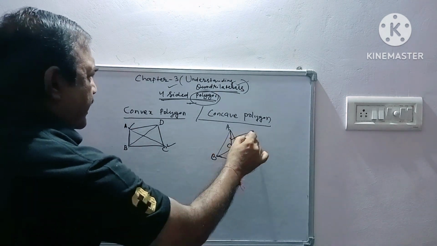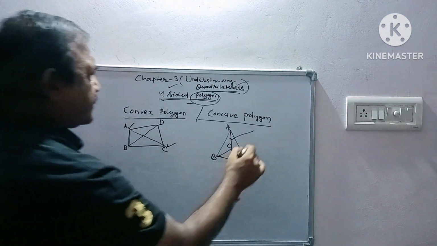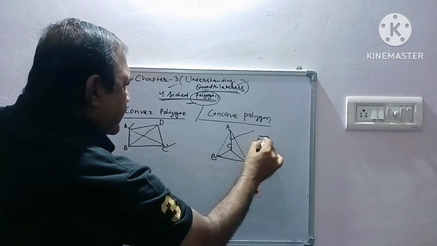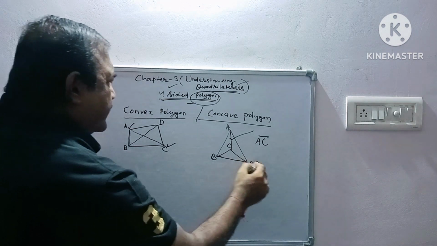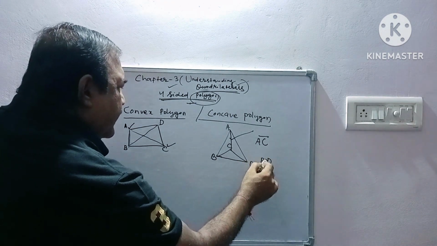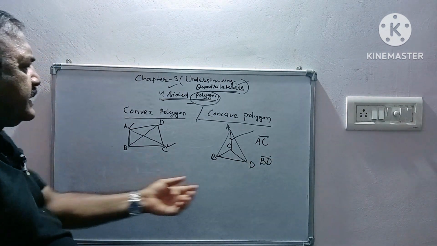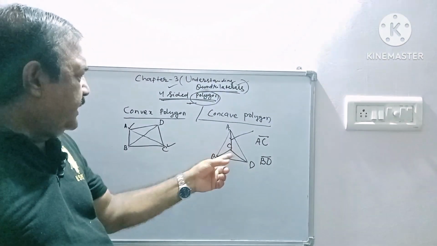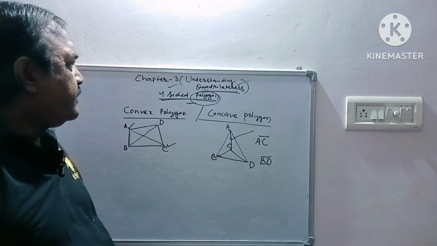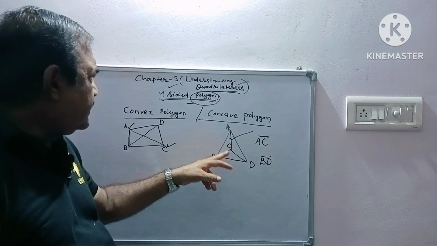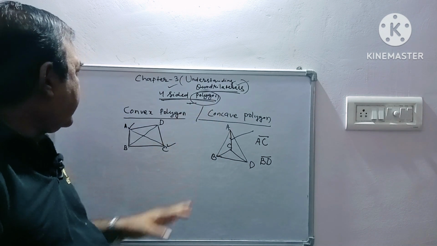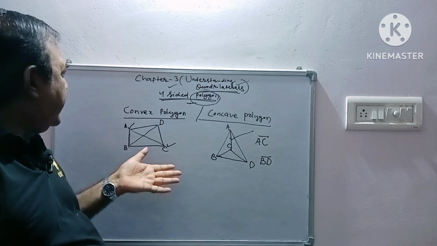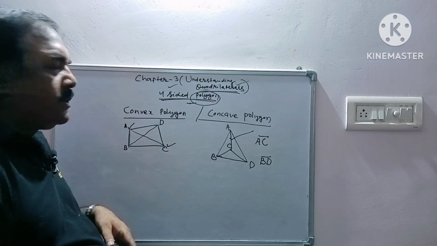So this diagonal AC lies in the interior, but the diagonal BD, you see this line segment BD, doesn't lie in the interior, it lies in the exterior part of the polygon. So it is the example of a concave polygon, and in your course we will deal with the convex polygons. Okay.